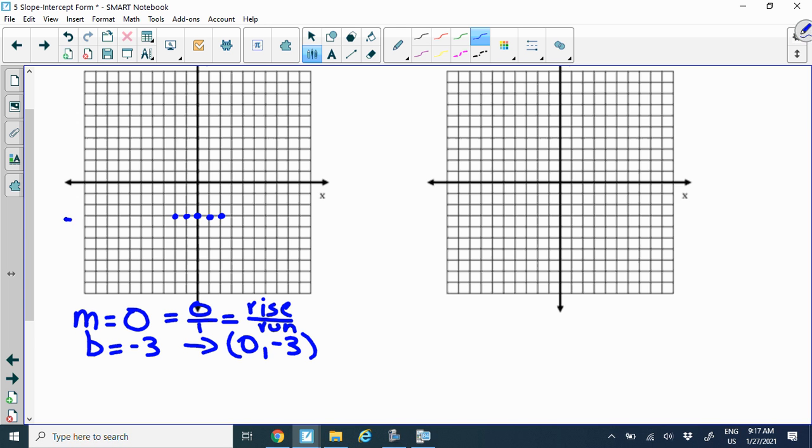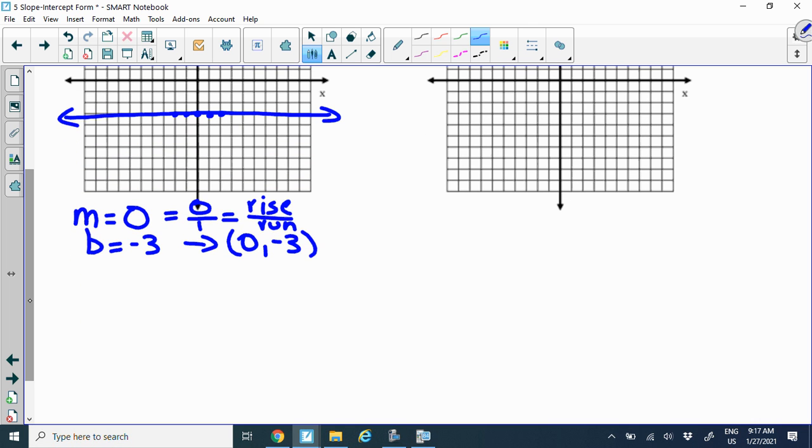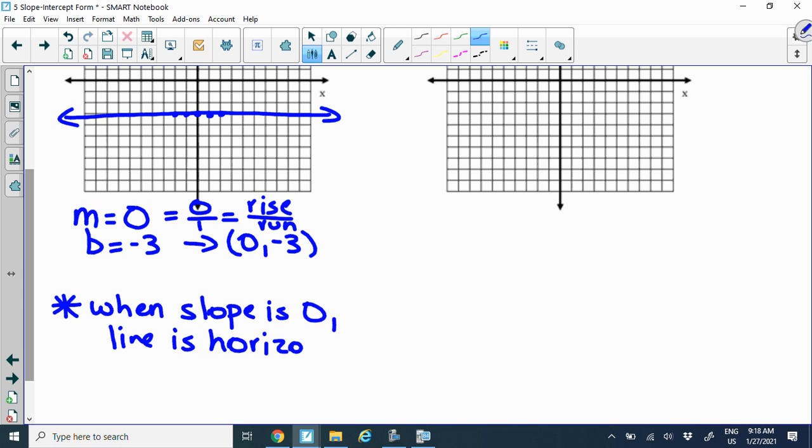Notice what line we try to make. We create a horizontal line. So remember when we talked about slope, whenever our slope is 0, we always have a horizontal line. Another way we can tell is anytime we have y equals a number, that's when we're going to have a horizontal line.